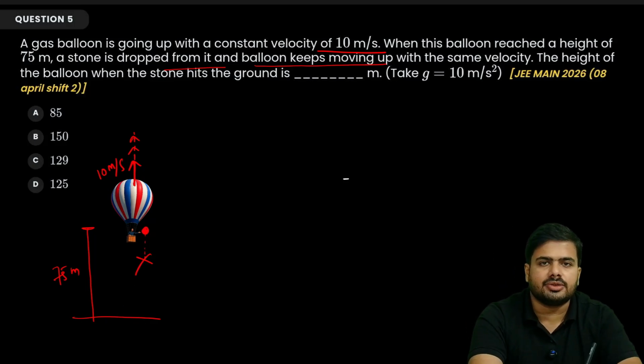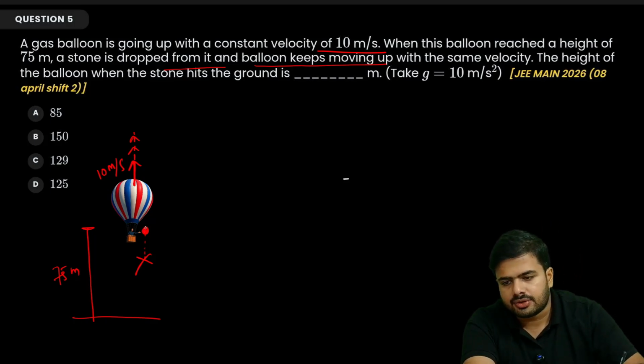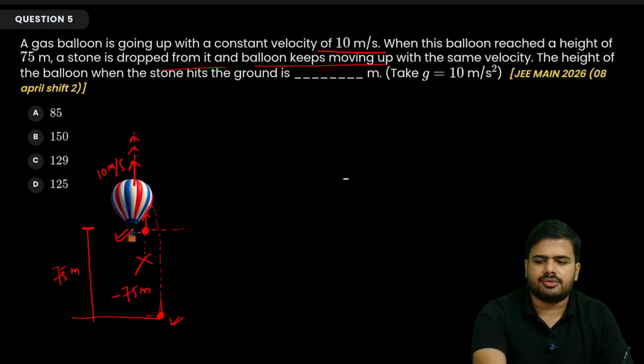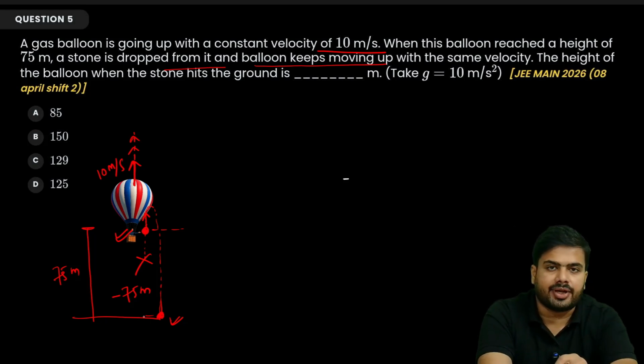Initial velocity will not be 0. Here how will the stone move? The stone also will move up, then after that it will move down. It will go to a certain height. It will have an initial velocity in the upward direction, then it will move downward and reach the bottom. So if you see the displacement of the stone, how much displacement will you get? Minus 75 meter will be the displacement. This is the initial position, this is your final position. The displacement will be minus 75.